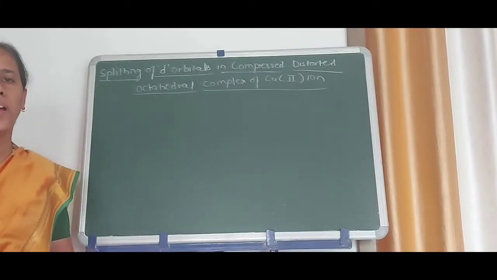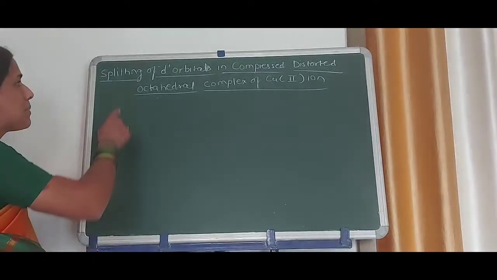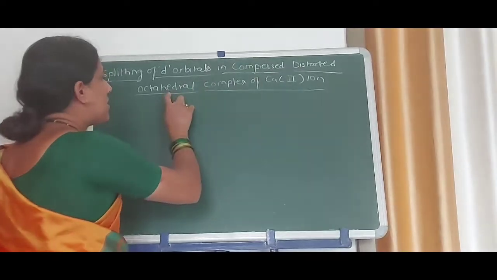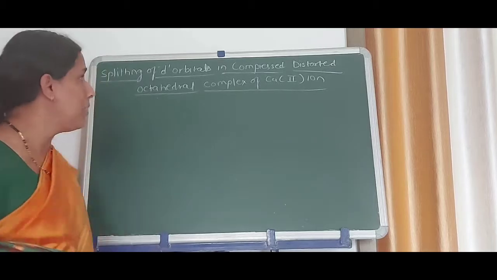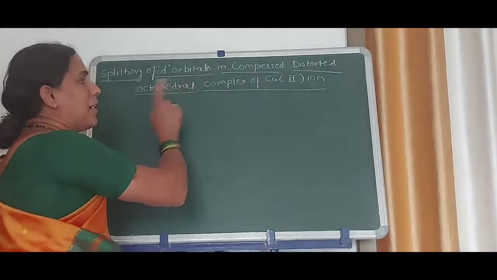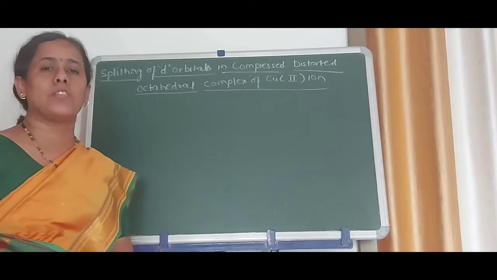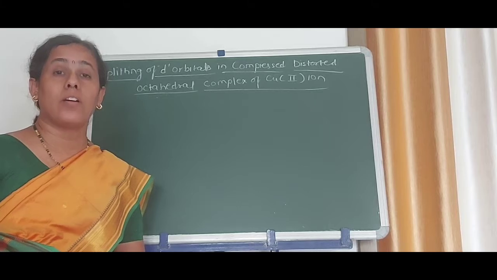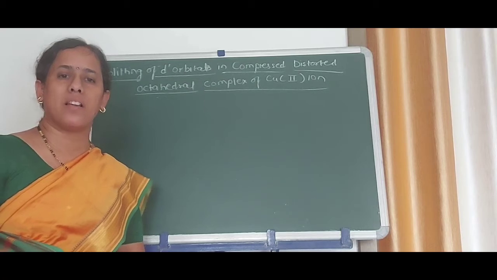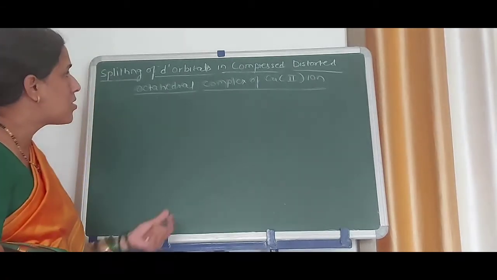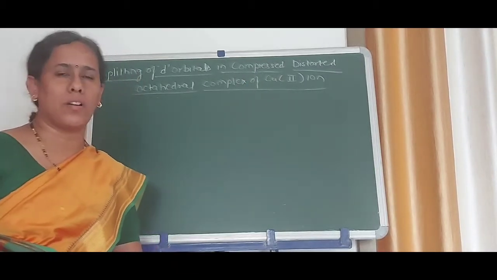Hello everybody. Today I am going to discuss with you part 2 of the Jahn-Teller effect, that is the splitting of d orbitals in compressed distorted octahedral complexes of Cu2+ ions. In the last lecture we saw elongated distorted octahedral complexes of Cu2+ ion. In this lecture we are going to discuss the geometry of the compressed distorted octahedral form of Cu2+ ions, along with their crystal field stabilization energies, for both the elongated and the compressed distorted octahedral complexes.